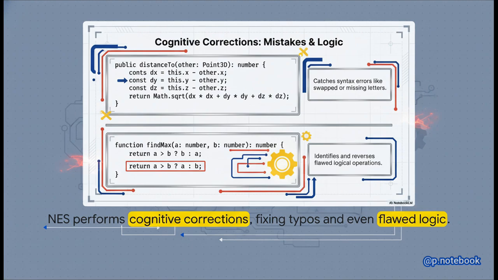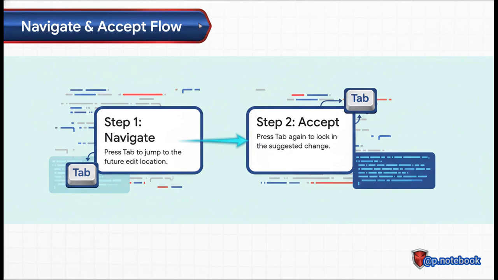It's pretty amazing. So with all this power, you'd think the controls would be super complex, but they are beautifully simple. It's called the Navigate and Accept flow. When a suggestion appears, you press tab once, and boom, your cursor jumps right to the location of that future edit. If you like the change, you just press tab a second time to accept it. Navigate, then accept. That's all there is to it.